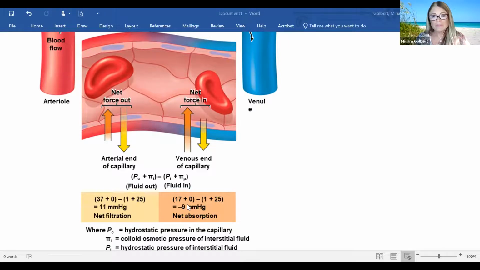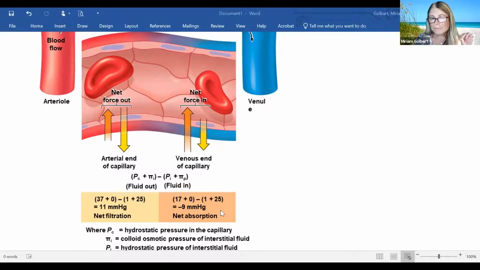So from 37 at the beginning of the capillary bed, we go to 17 here in the venous end. We still have to account for the osmotic pressure of the interstitial fluid. Remember, should be 0, no proteins in the interstitial fluid, minus the 1, which is the minimal hydrostatic pressure of the tissue fluid, plus 25, which is always the same and it never changes, which is your blood osmotic pressure. So when we do this calculation, if you notice, we end up with a negative 9 millimeters of mercury.